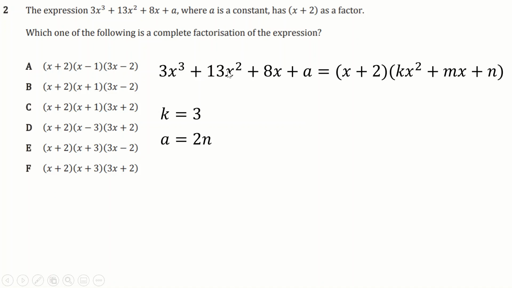Looking at the x squareds, now we've got 13x squareds over here. How do we get x squareds over here? Well, we can either do x times mx for m lot of x, or we can do 2 times kx squared for 2k. So our coefficients over here for x squared are either going to be these two multiplied together for 2k as the coefficient, or these two for m. Now we know k is 3, so we can solve for m.